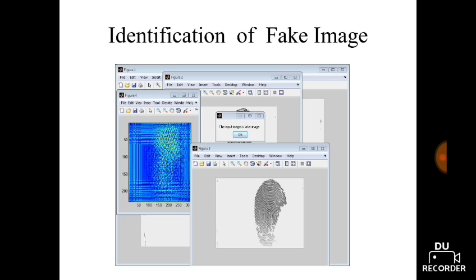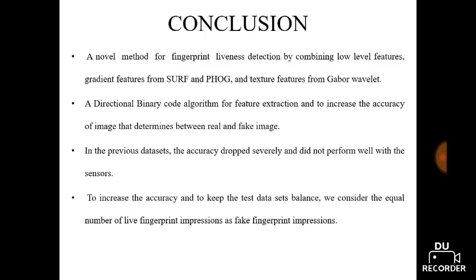I would like to conclude my project, which uses a novel method for fingerprint liveness detection by combining all the low-level features, gradient features by using the SURF and HOG algorithms and the textural features from the Gabor wavelet. And we use a directional binary code algorithm for the feature extraction and to increase the accuracy of the image, which discriminates well whether the given input image is real or fake.